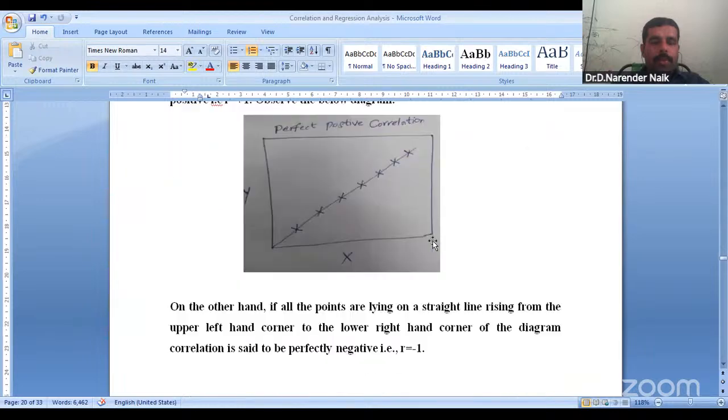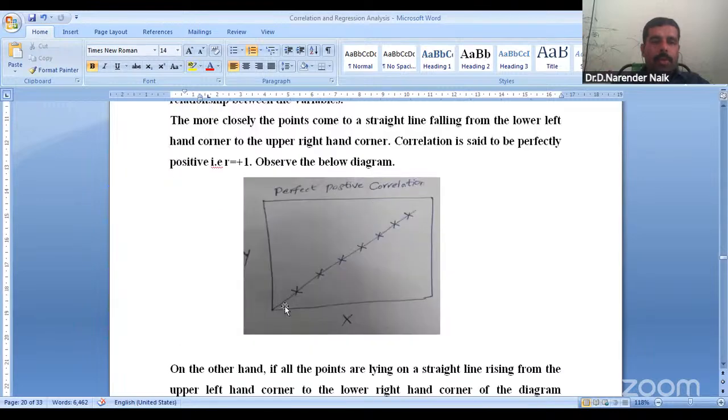See, perfect positive correlation. It begins from the left side and moves towards the right direction, from the lower left hand corner to the upper right hand corner. So you have to write here in this way and keep the dots.